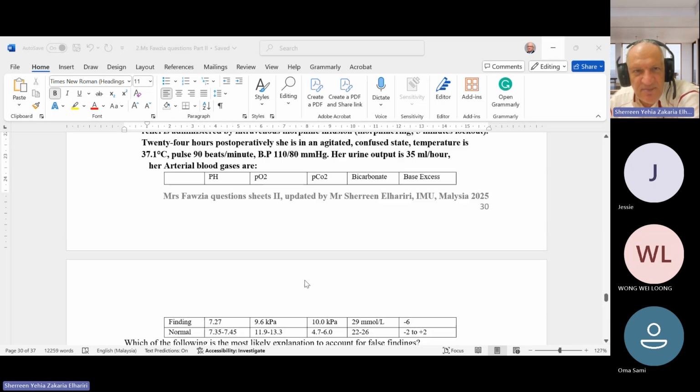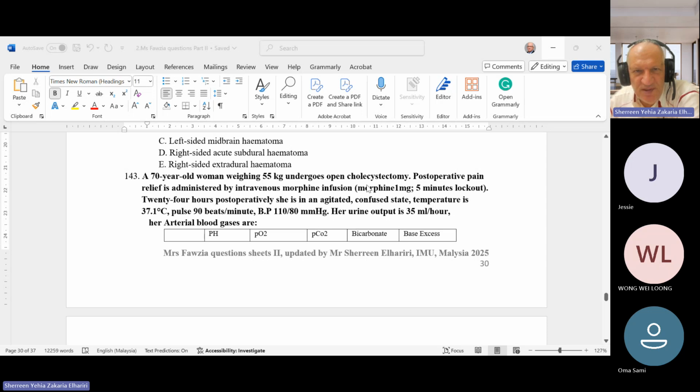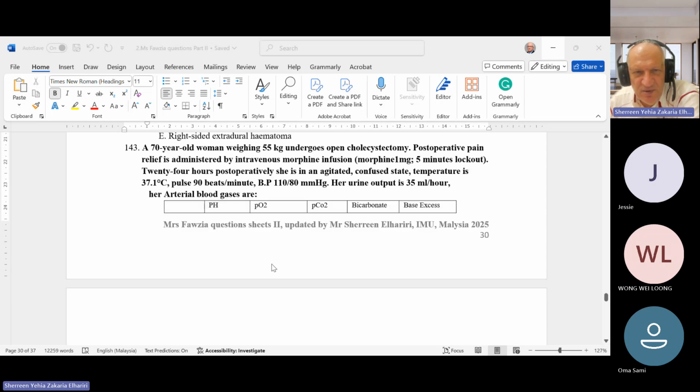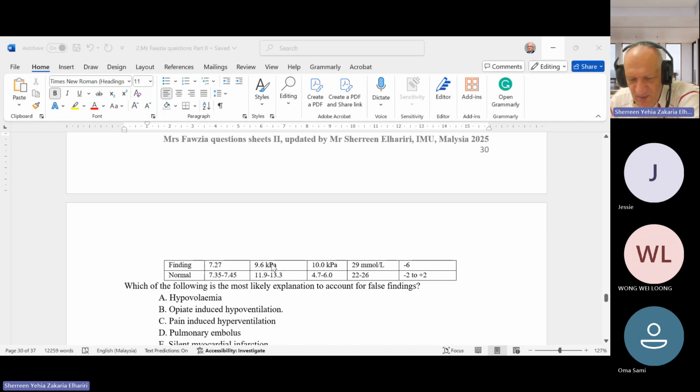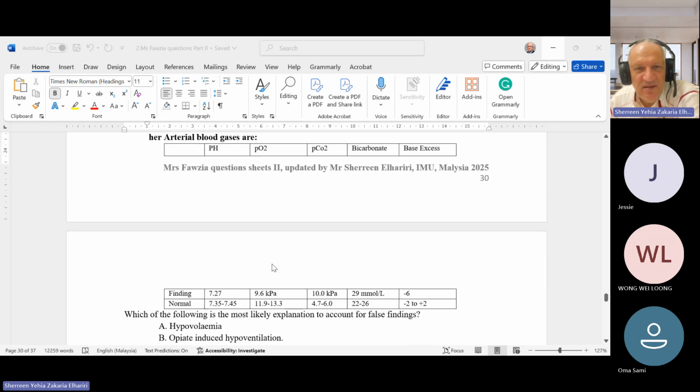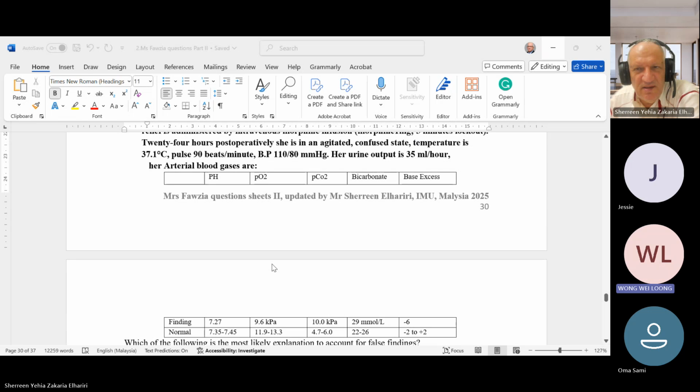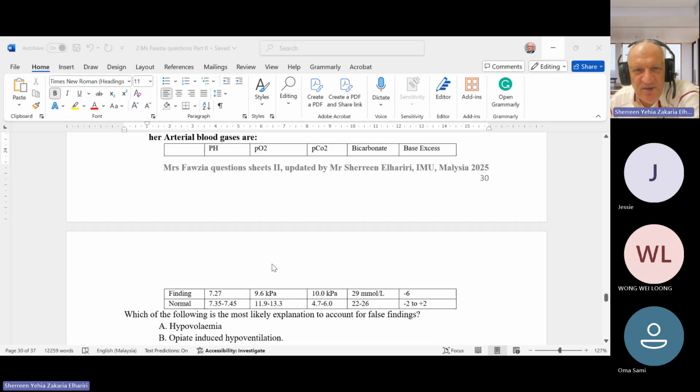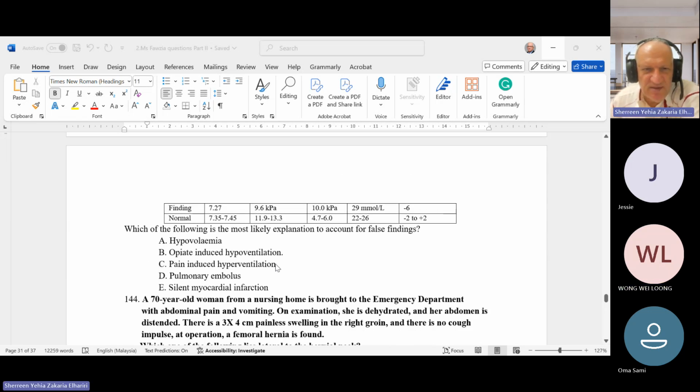So again, this patient is post-operative and in hospital. She took morphine. So it looks like one of the side effects of morphine. What is the side effect of morphine? Respiratory depression. Respiratory depression can cause ileus, and the antidote of morphine is what? The antidote of morphine starts with N. Morphine is M, the antidote starts with N. What is the antidote? Naloxone. Okay. So this patient has respiratory acidosis.